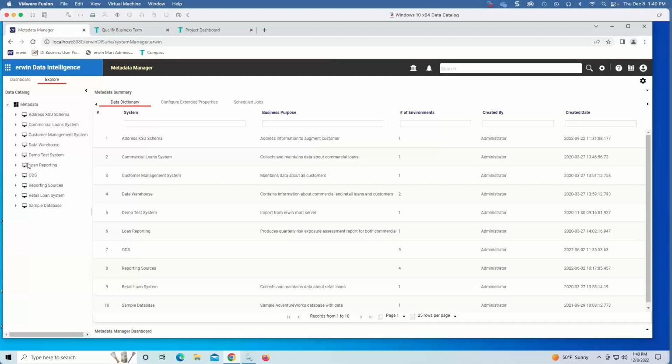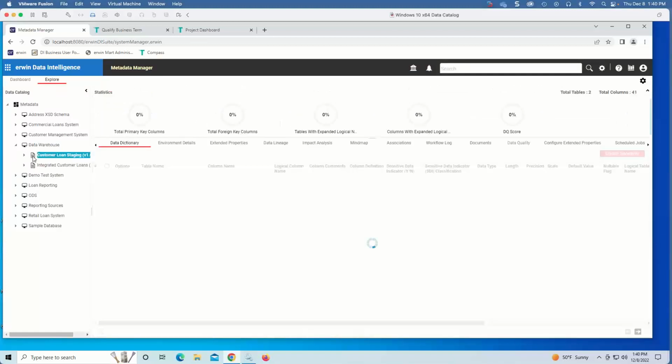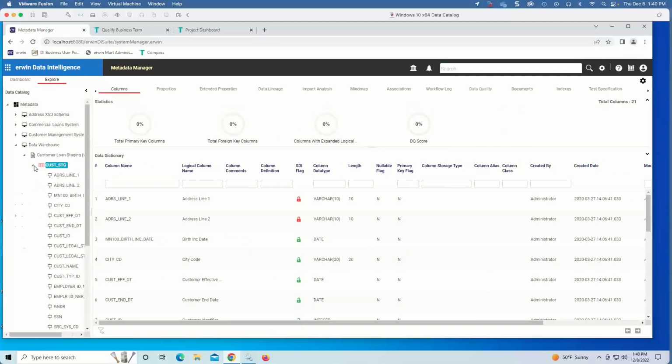So over here on the left-hand side, these are all my different metadata assets, if you will. This is really a data dictionary. And if you look at it, the way that it's structured is there's a top-level organization called a system. And then within a system, you can have a series of what are called environments. And then within an environment, then you can have sets of tables. And then within the tables, then I can actually see the actual columns themselves. So I can do sort of a drill down.